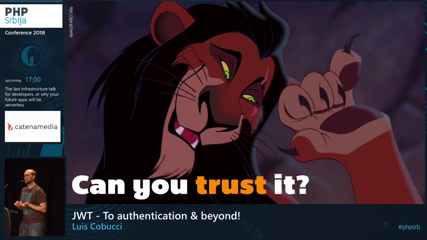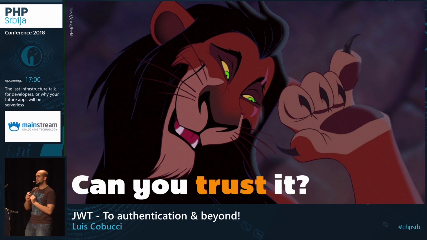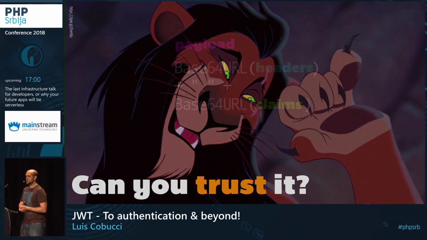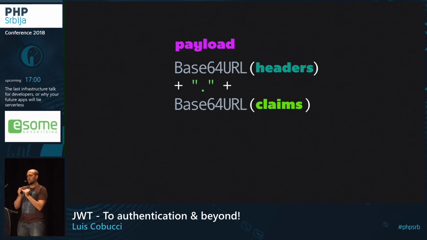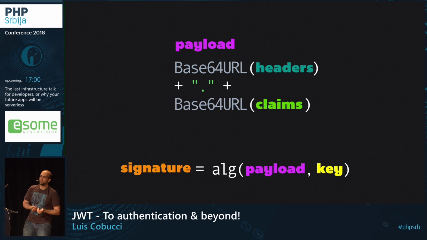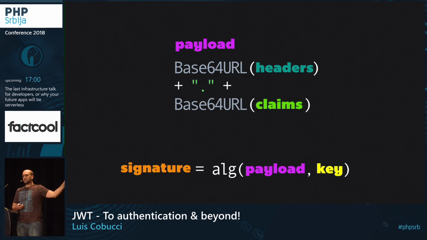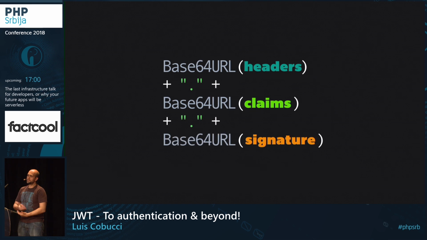So can we trust that things remain the same, that nobody modified the token? For that, to ensure the integrity of the token, we use signatures. The payload of the token, which means the header, a dot, and the claims, without the last dot, we use as a payload for a signature algorithm. That also gets encoded using base64 URL, and you put it after the last dot. So that's why we have this last dot in the JSON Web Token.